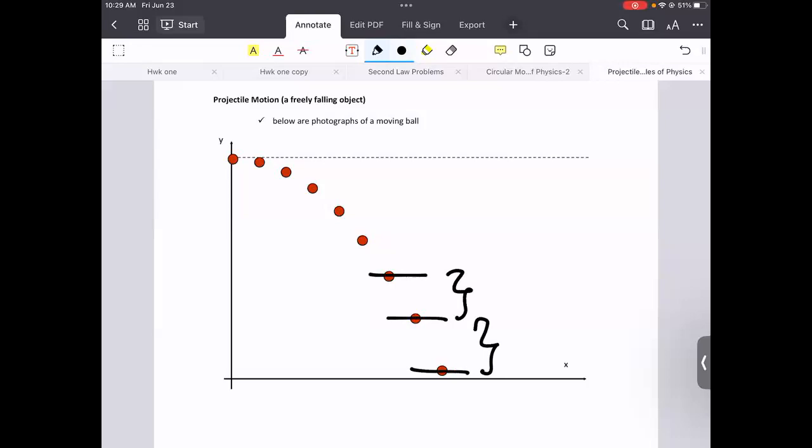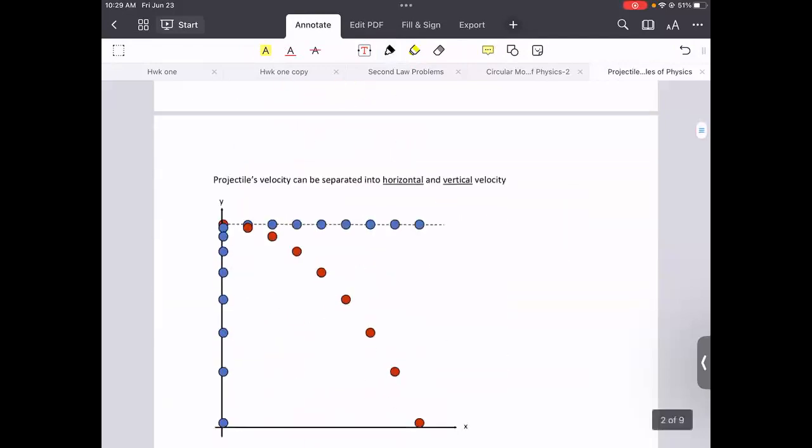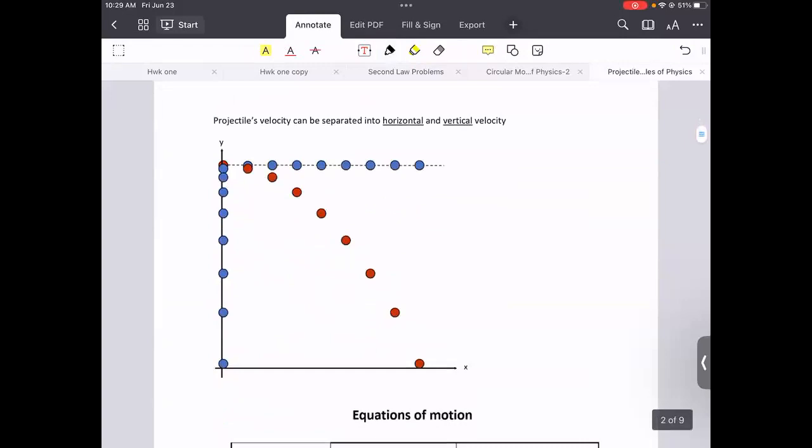You can also explore what's going on in the horizontal direction of the projectile. What's going on? Explore that and try to think about what a projectile entails. Now here, I tried to break down the motion into the horizontal and vertical velocity components. So I broke down the motion.